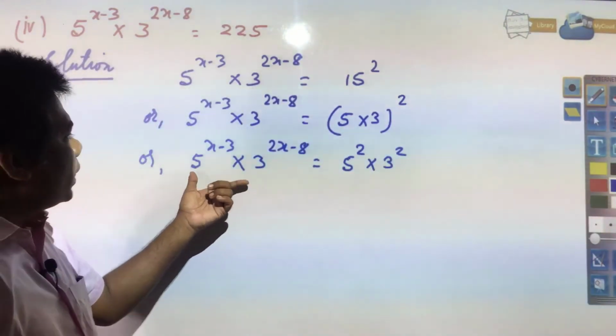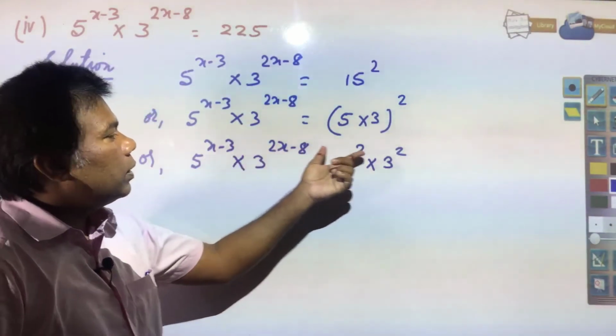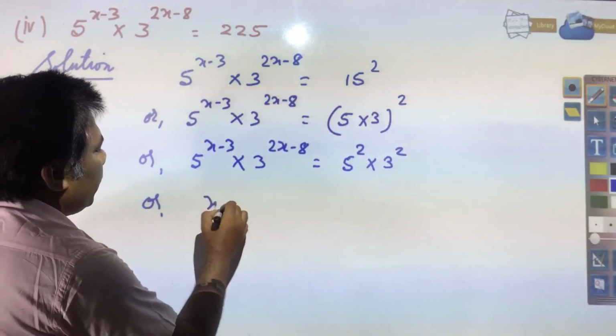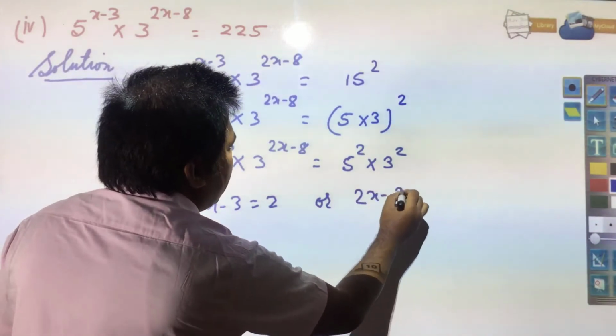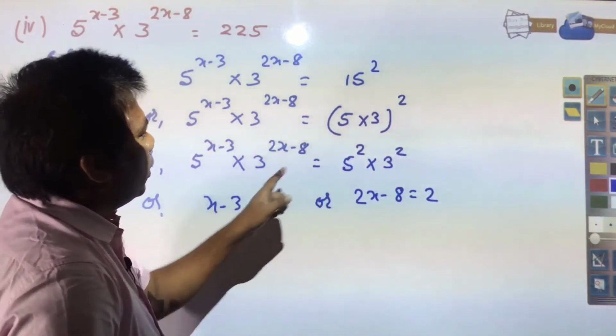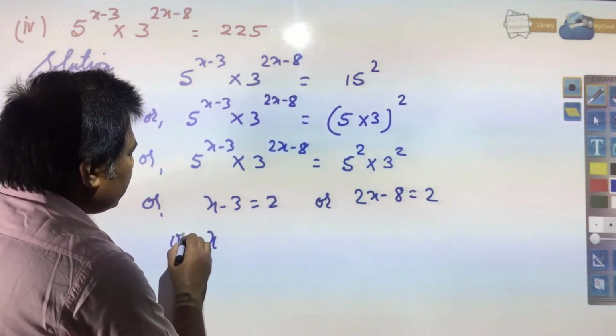Again your bases are the same and we will compare the exponents, then we will get x minus 3 is equal to 2, or 2x minus 8 is equal to 2. In both cases, here you see, x will be equal to what?